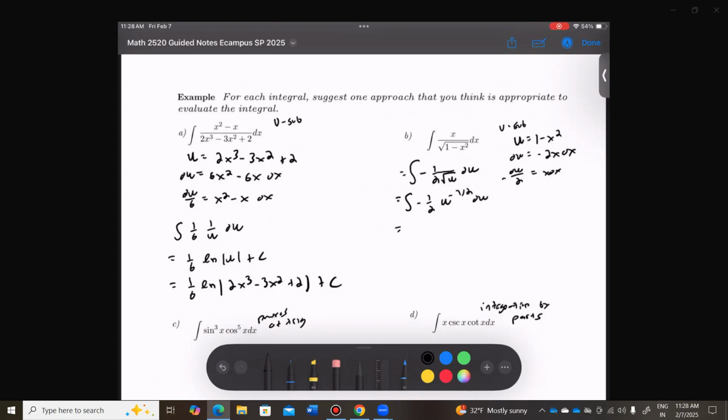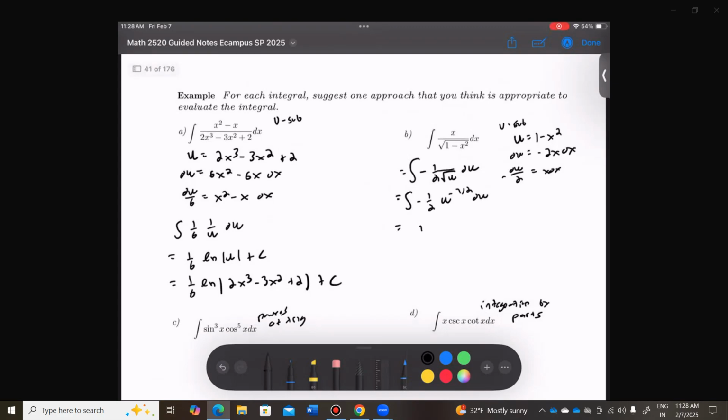So we add 1 to the power, and then divide by it. So it'll be u to the 1/2. And we divide by 1/2, so we're going to multiply by 2. And it'll be plus c there. So those two's cancel. We get minus square root of u plus c. And then that will be minus square root 1 minus x squared plus c.